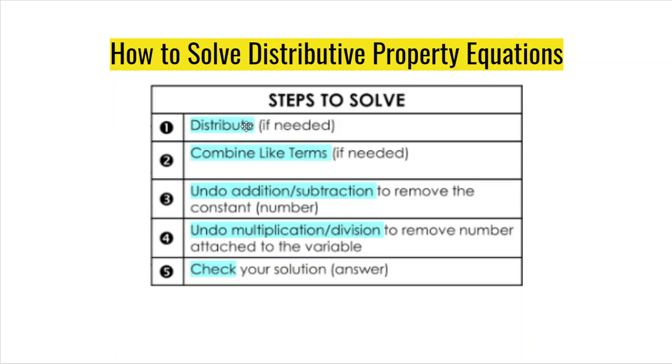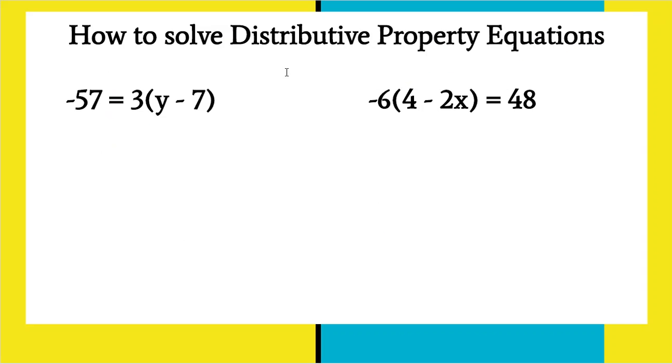But first, we're going to distribute, and then we're going to do addition or subtraction to undo the constant, and then multiplication or division to remove the number attached to the variable. And then we can check our solution. All right, so how do I solve distributive property equations?